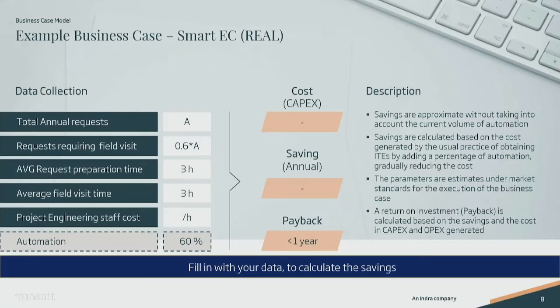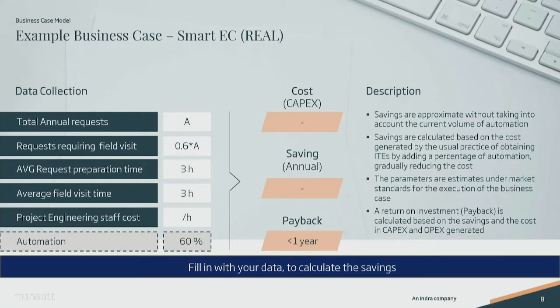What's the average preparation time? 3 hours, maybe 5, put your number, 5, 6, 7. Average field visit time, 3 hours. Project engineering staff cost, a price per hour. Suppose 60% automation, and you calculate the saving here. So calculate 60% of that cost, and that will give you immediately the amount of money that you can save, right? CapEx cost is going to be the cost to buy the software, and the payback, we found that the payback was less than a year.